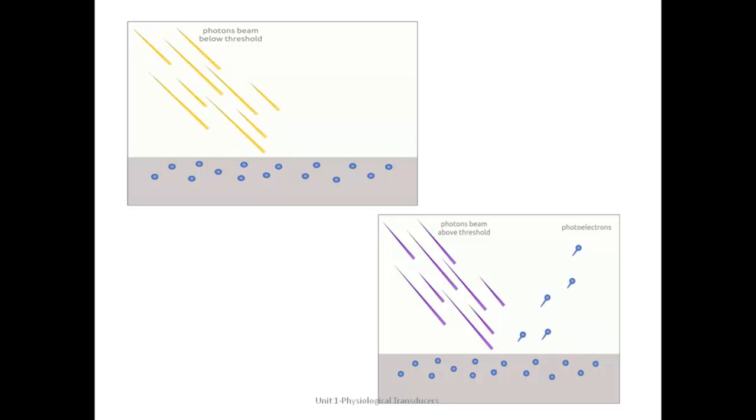So active transducers can be based on any of these four principles, that is the magnetic induction effect, piezoelectric effect, thermoelectric effect, or photoelectric effect.